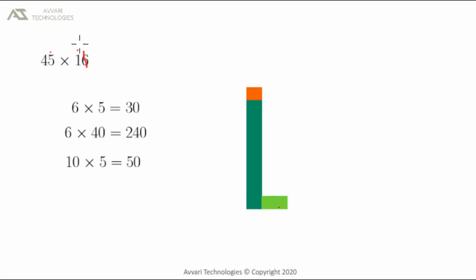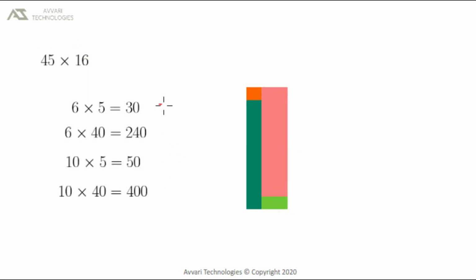Next we will multiply 10 into 40. Since 4 is in the 10th place, this 4 becomes 40. So 10 into 40 is equal to 400. Now let us draw a rectangle of width 10 units and height 40 units. We will get 400 square units.